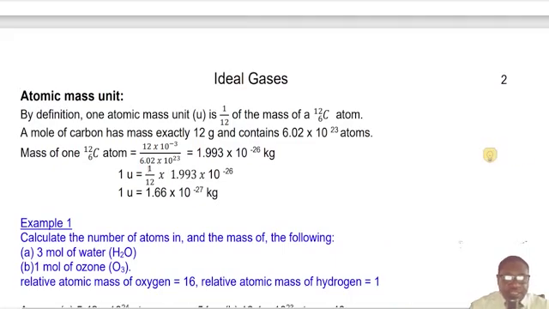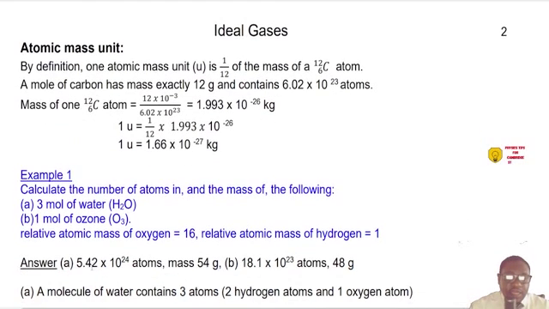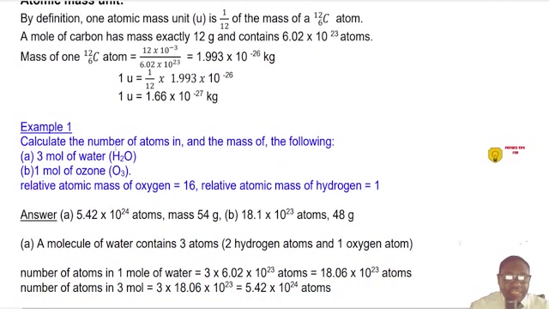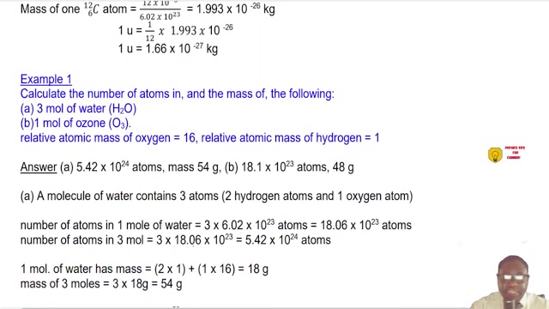Now let's work out some examples. The first example says calculate the number of atoms in and the mass of the following: 3 moles of water, 1 mole of ozone. Now, looking at water, remember we have just said that water consists of 2 atoms of hydrogen and 1 atom of oxygen. We are going to say 2 times 1 plus 1 times 16. So 1 mole of water will be that. We're saying the 3 atoms, now we're multiplying by 3 because of the 3 moles. That gives you 3 times 18.06, giving you 5.42 times 10 to the power of 24 atoms. So 1 mole of water is a mass of 18 grams. 3 moles will be 3 times that, which will be 54 grams.